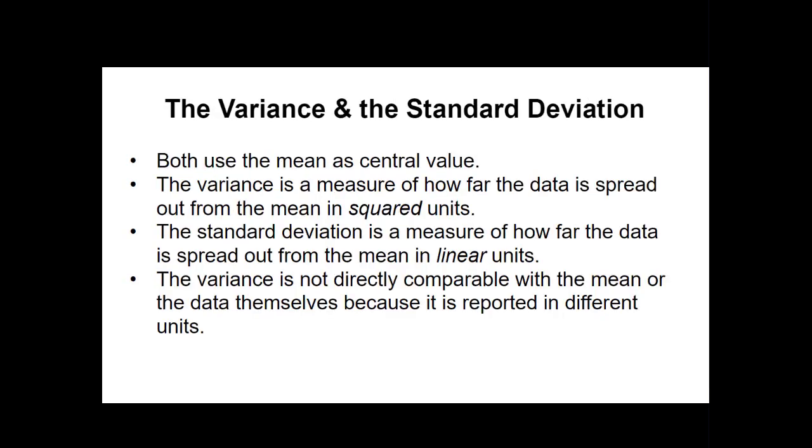So while the IQR uses the median as its central value, and people don't usually communicate using median as their relative term, most people use average or mean as their relative term. Variance and standard deviation do as well. Both variance and standard deviation measure how far one piece of data is away from the mean. However, the way it's expressed is different. Variance describes how far the data is spread out from the mean in squared units, so like an area unit, and standard deviation is the measure of how far the data is spread out from the mean.